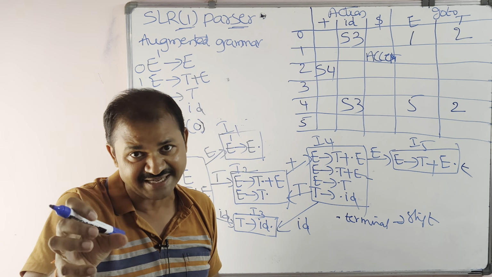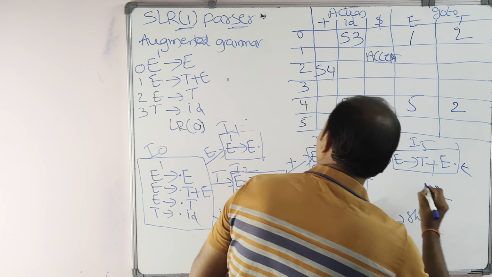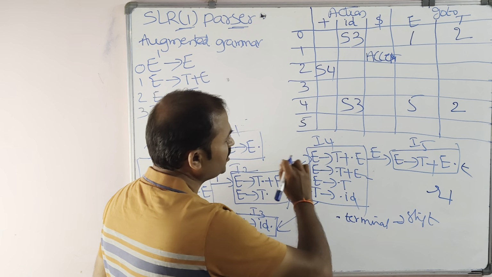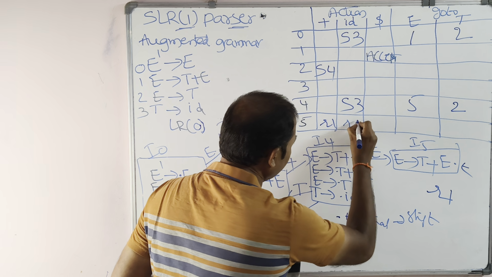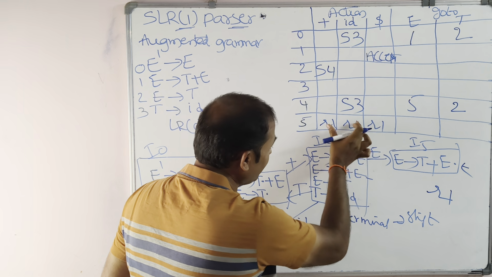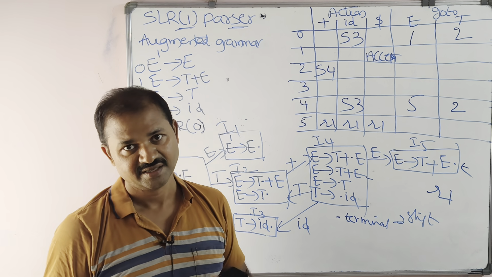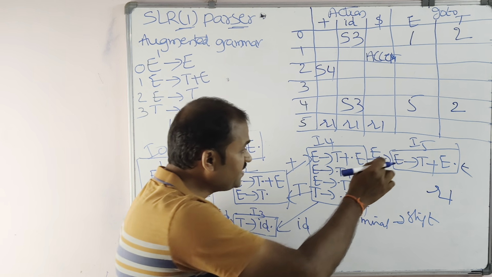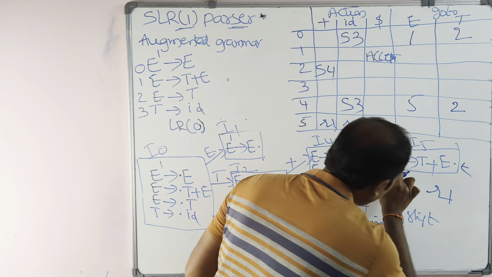If it is a final item, then we have to perform the reduce operation. So we write R, and here the production is 1. So R1 in all the terminals in the fifth state. We have to write R1 in the entire row, in all the terminals, if it is an LR(0) parser. Whereas if it is an SLR(1) parser, then we have to calculate the follow of the left hand side non-terminal.